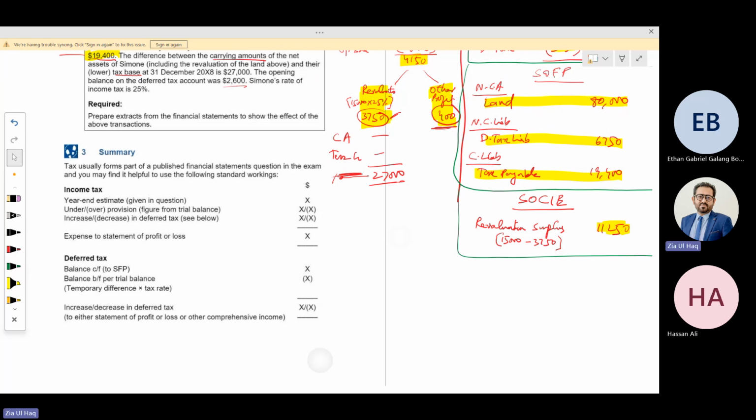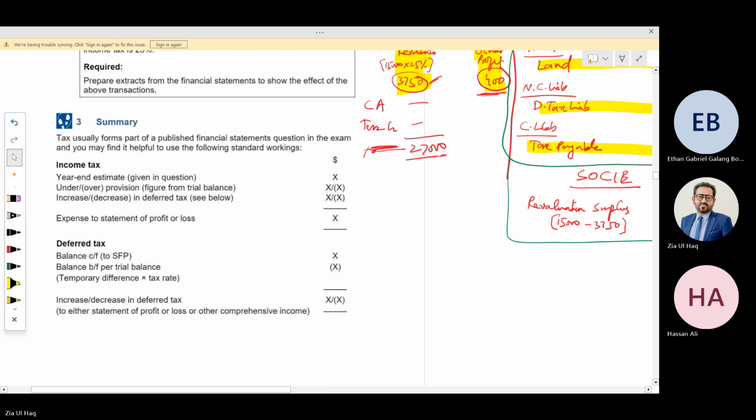So this is a summary of what we have covered so far. How to calculate the income tax charge to the profit and loss account. Year-end estimation means the current year tax liability. In that, we will adjust under or over provision. Under provision, we add; over provision, we deduct. And in that, we need to adjust the increase or decrease due to deferred tax. A positive figure is added, a negative figure is deducted. So this figure we can calculate for the profit and loss account.